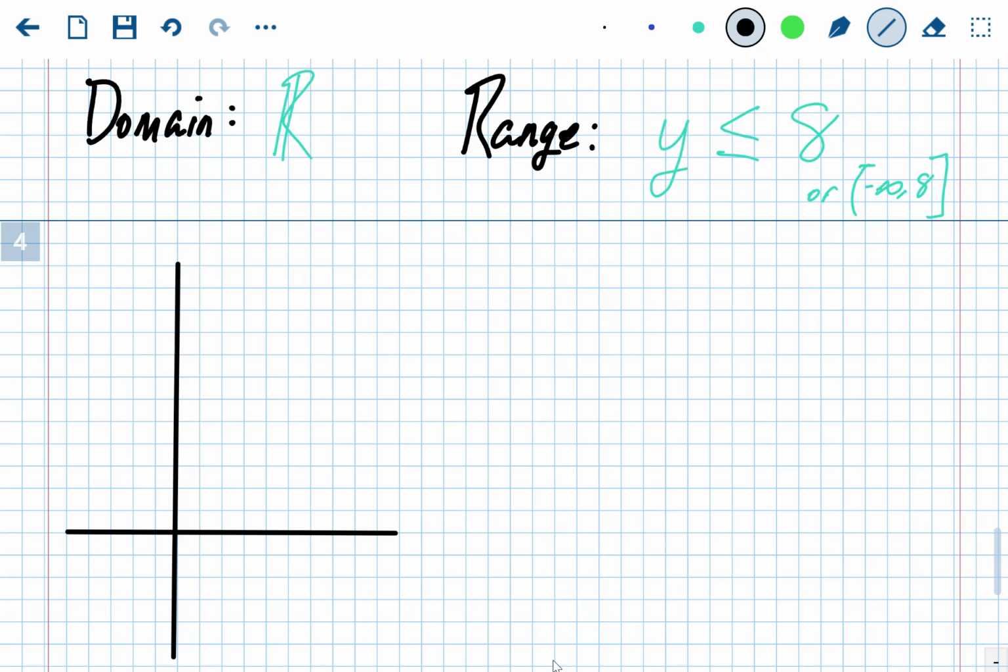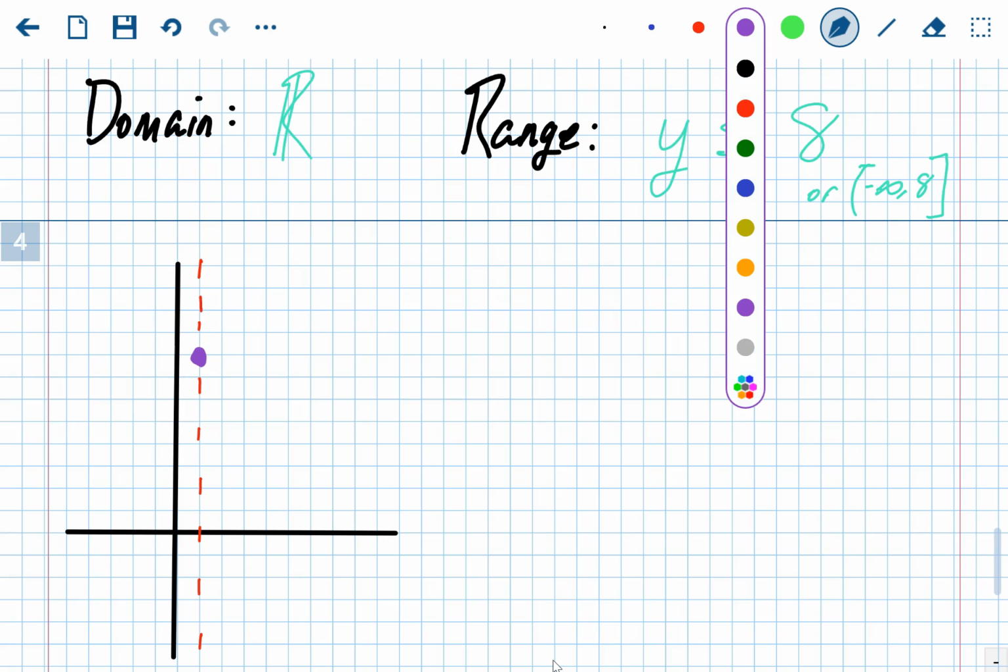The points that we already know, we know the vertex. We know the vertex is at (1, 8). Put a dot there. We also knew the axis of symmetry, which again we kind of graph with a dotted line because it's not really there. We know the y-intercept. The y-intercept was 6. It was (0, 6).